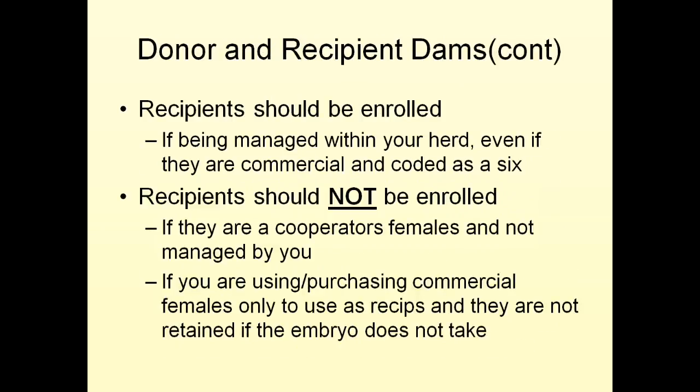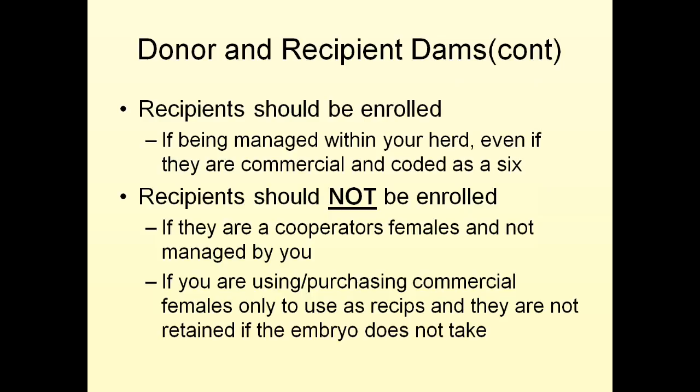This is continued here. So the recips that should be enrolled: if you're managing a cow within your herd, even if they are commercial, they should be enrolled. If she's a recip cow, she needs to be coded as a primary code of a 6, which stands for recipient dam. If you are using cooperators, so if your neighbor down the road has 20 cows and he put in embryos for you, you should not be putting those on your enrollment because they are not your females.